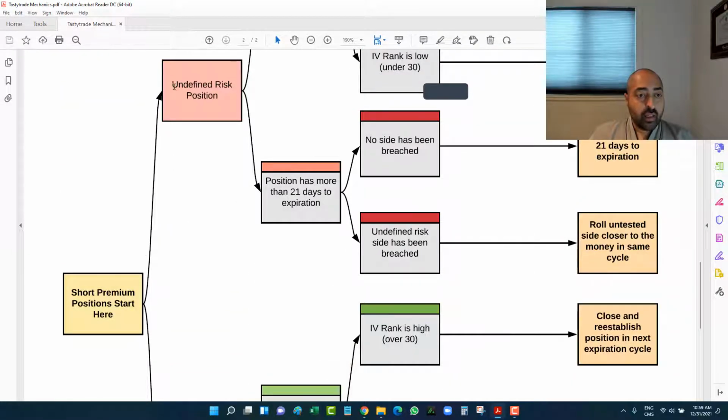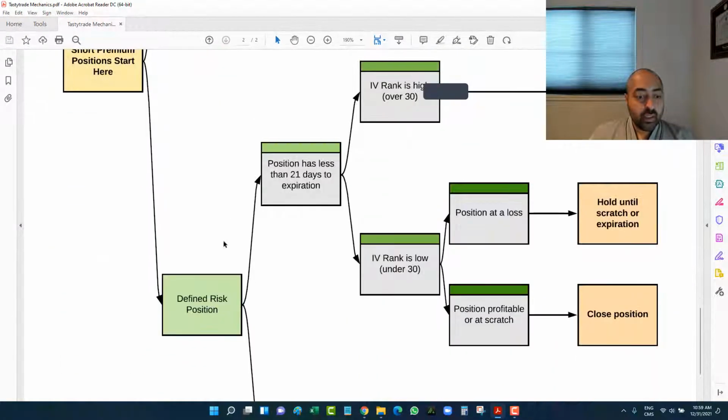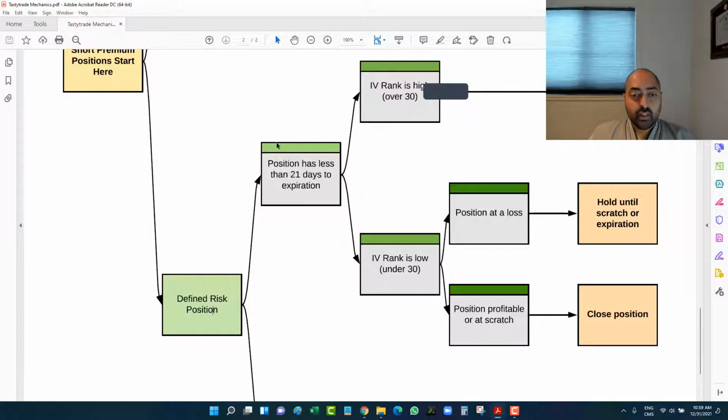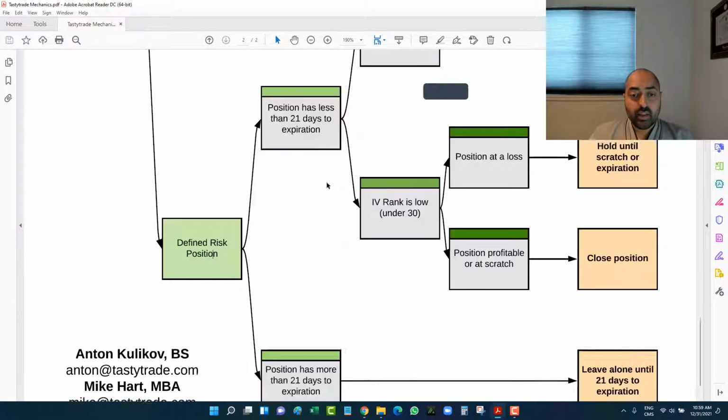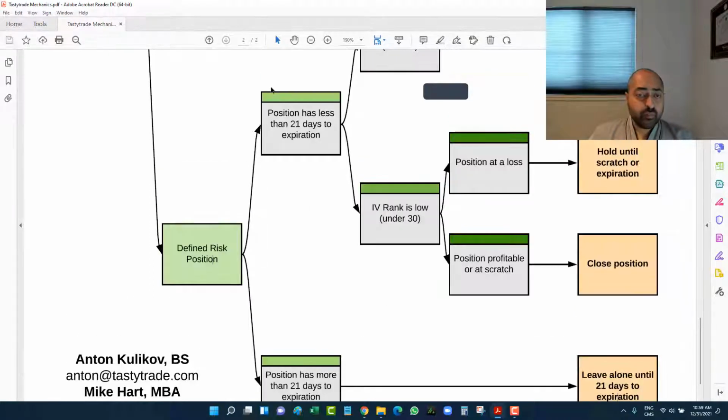Let's look at the mechanics, sorry. If it's undefined risk, we go here. If it's a defined risk position, we start from here. So a put spread is a defined risk position. Then it says position has less than 21 days to expiration, or position has more than 21 days to expiration. If it's more than 21 days, leave alone until 21 days to expiration.